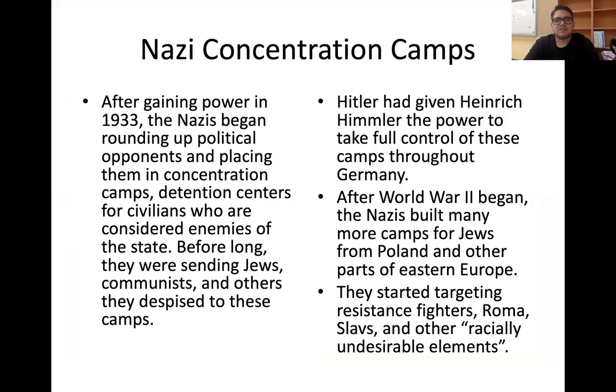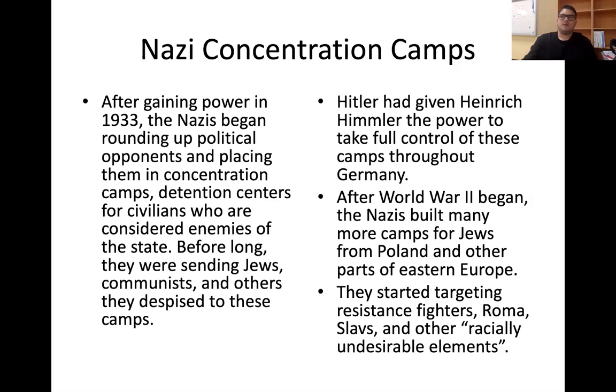After gaining power in 1933, the Nazis began rounding up political opponents and placing them in concentration camps, which are detention centers for civilians who are considered enemies of the state. Before long, they were sending Jews, communists, and others they despised to these camps. Hitler had given Heinrich Himmler the power to take full control of these camps throughout the war. As World War II began, the Nazis built many more camps for Jews from Poland and other parts of Eastern Europe. They started targeting resistance fighters, Roma, Slavs, and other racially undesirable elements.